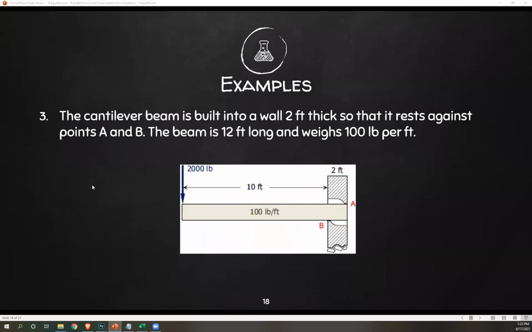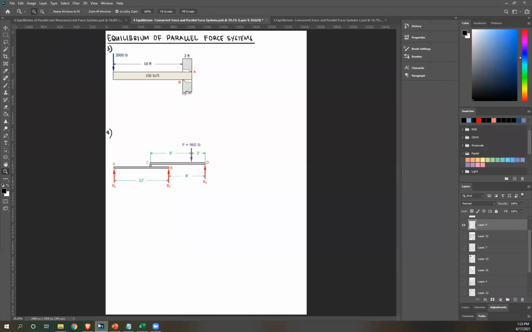Let's try number 3. The cantilever beam is built into a wall 2 feet thick so that it rests against points A and B. The beam is 12 feet long and weighs 100 pounds per foot. There's no question here, but the question should have been, what's the reaction at A and B? A cantilever beam is fixed on one end and free on the other. So this is free, this is fixed. And then as you can see, it's supported at these points. That's all.